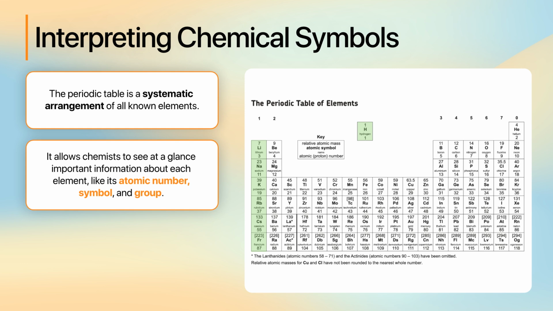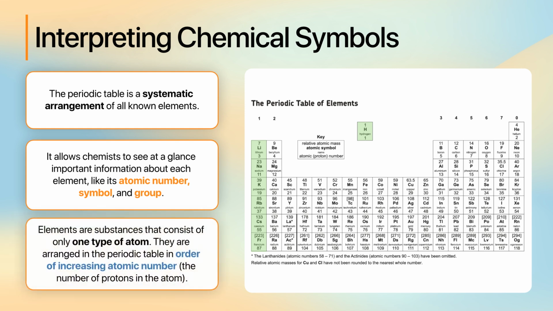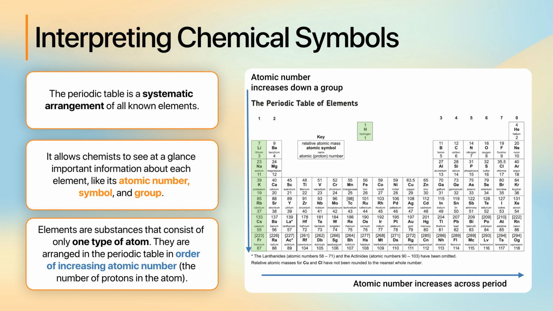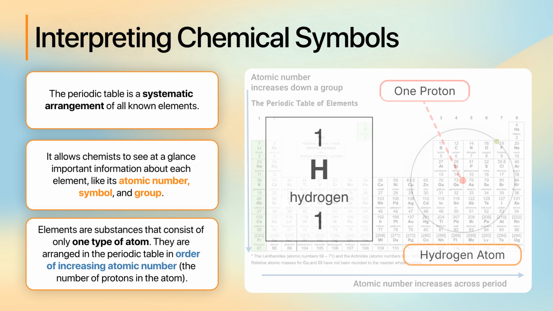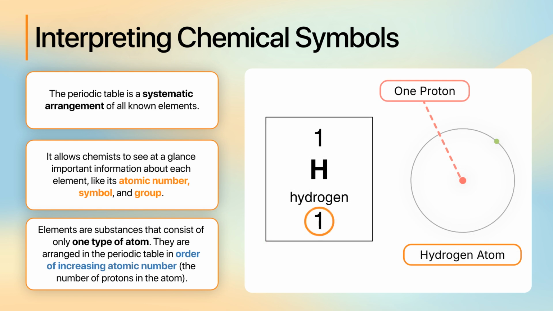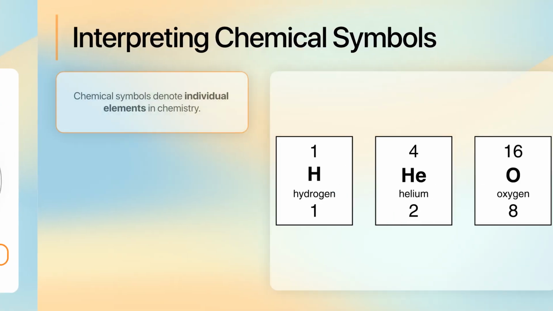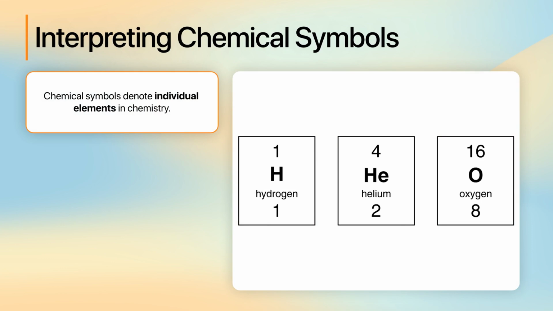Recapping what we covered in the last lesson, elements are substances that consist of only one type of atom. Elements are arranged in the periodic table in order of increasing atomic number. Atomic numbers increase from left to right across a period and from top to bottom down a group in the periodic table. We'll touch on periods and rows in a moment. We know from our last lesson that the atomic number of an element represents the number of protons in an atom's nucleus. Chemical symbols are shorthand representations used to denote individual elements in chemistry.